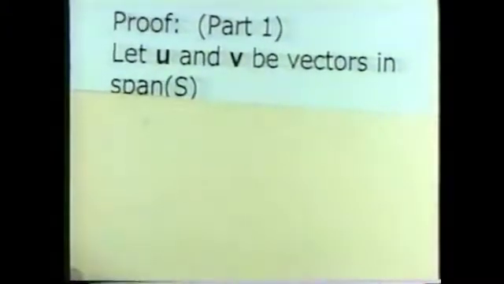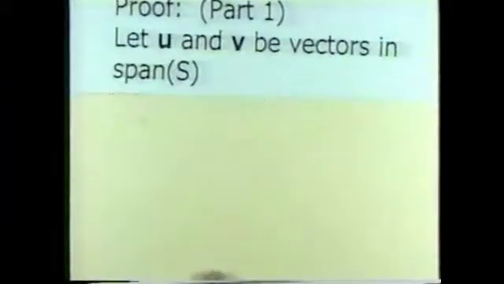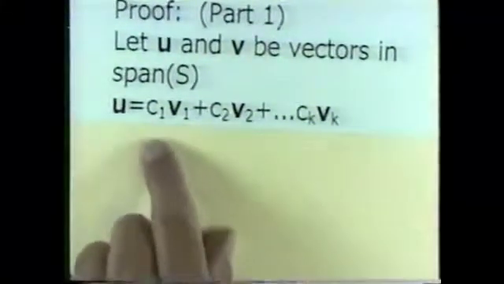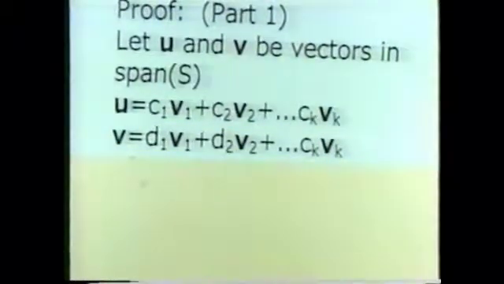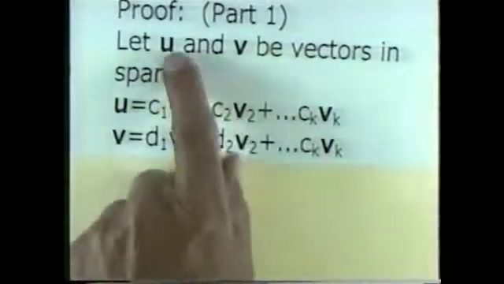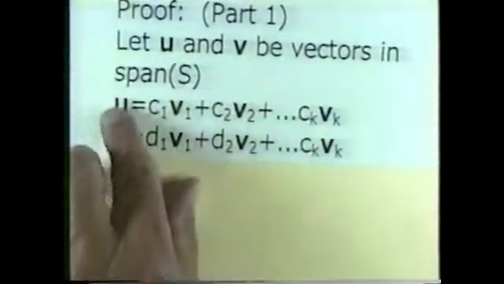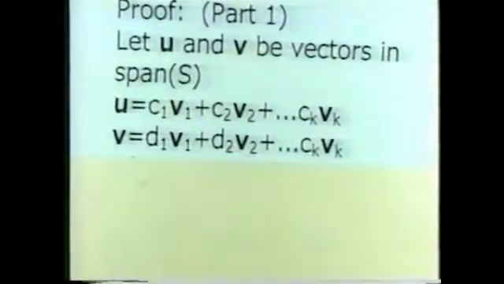Let u and v be vectors in the span of S. Since u and v are in the span of S, that means u and v are linear combinations of vectors. So u would be c1v1 plus c2v2 and so forth, and v would be d1v1 plus d2v2 and so forth, where v1, v2 through vk are vectors in the set S.